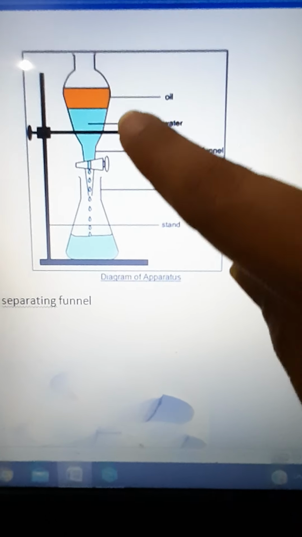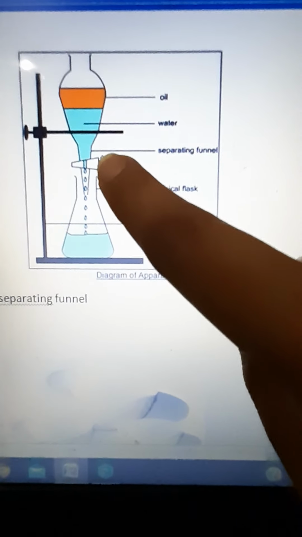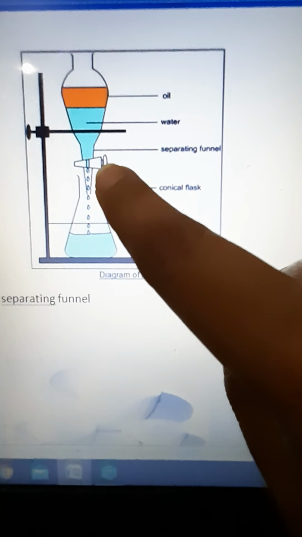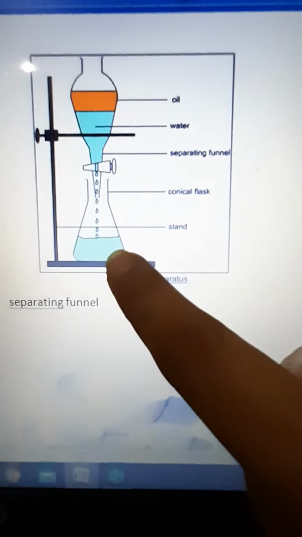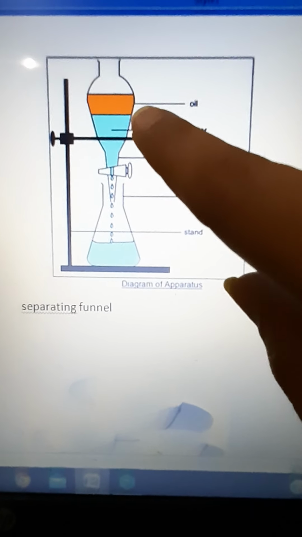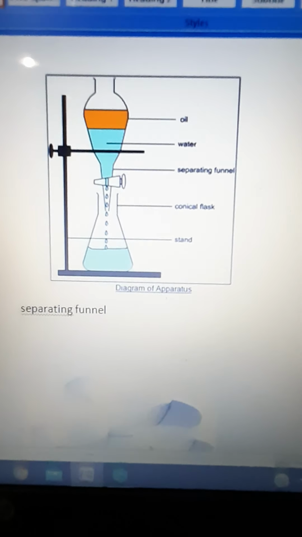This is the separating funnel, this much. Open the stopcock, let the water flow down. When it comes to the level of oil, when the oil comes down over here, we just close the stopcock and the water is collected below in a funnel or a beaker, whatever you want to use, or a flask, and this oil is remaining in the separating funnel, which can be put in a separate vessel later.